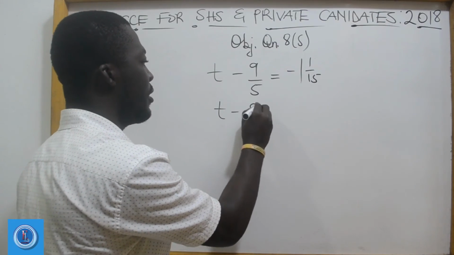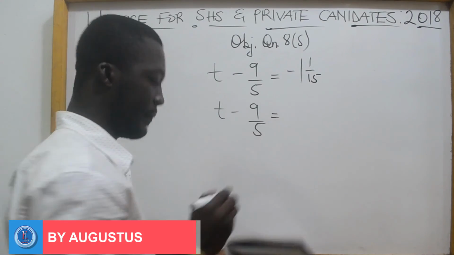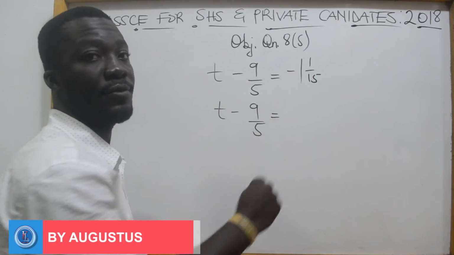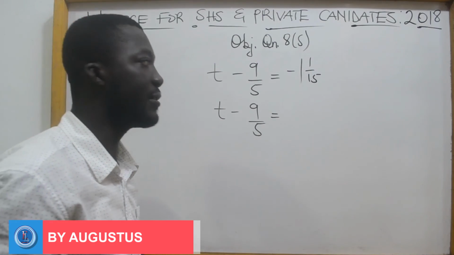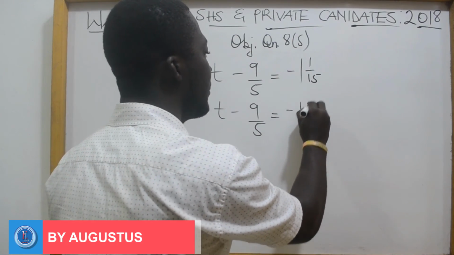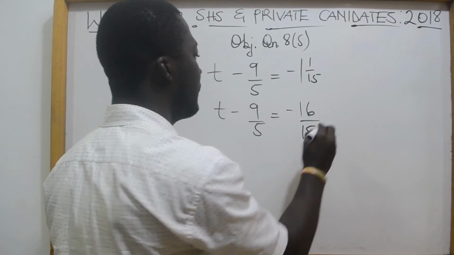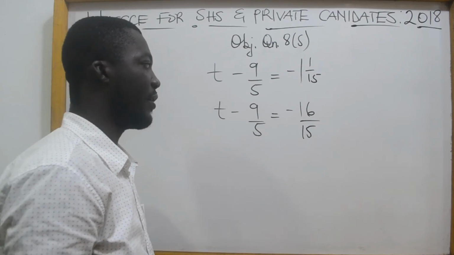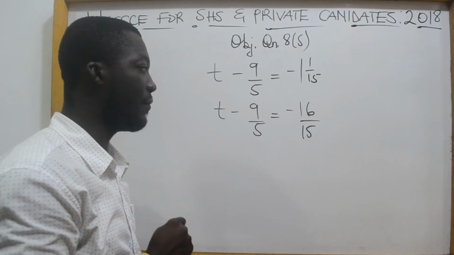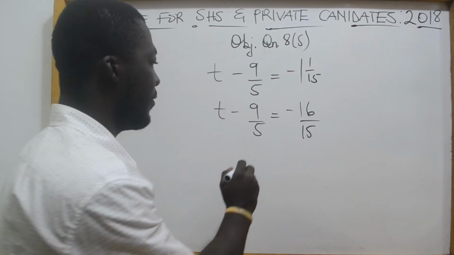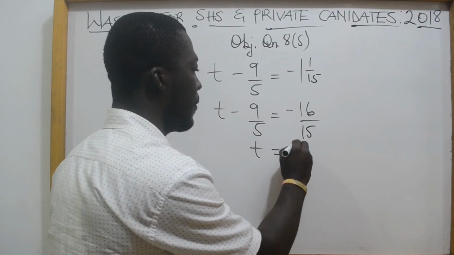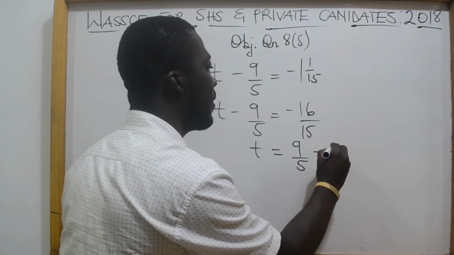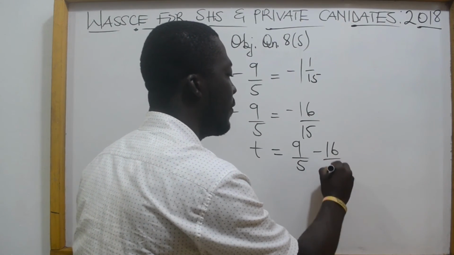And by so doing, we are going to get 15 times 1 is 15 plus 1 is 16, so negative 16 divided by 15. We want to make t the subject, so we transpose the negative 9 over 5 to the right hand side. We are going to get t is equal to 9 over 5 minus 16 over 15.